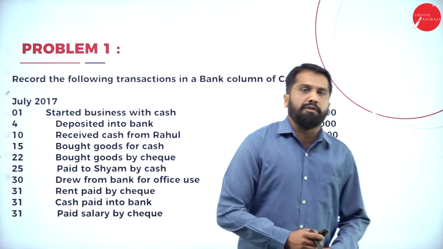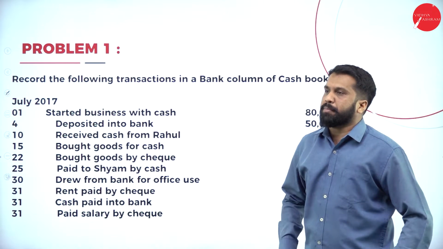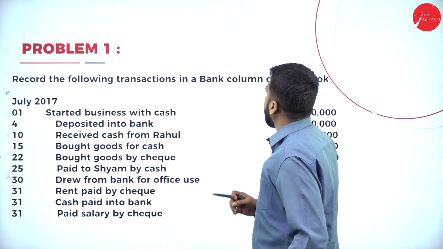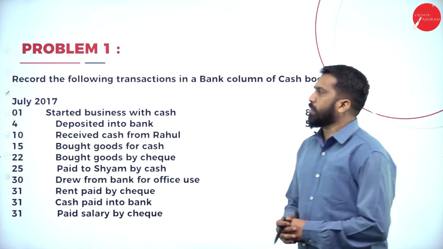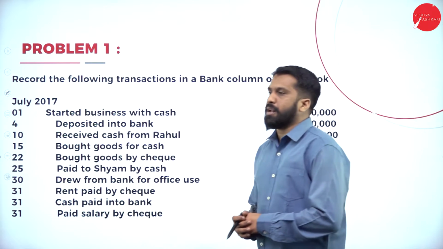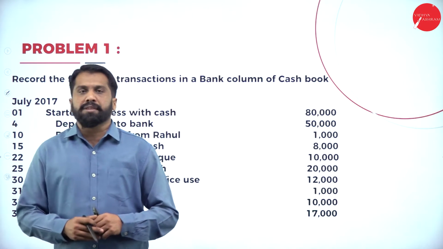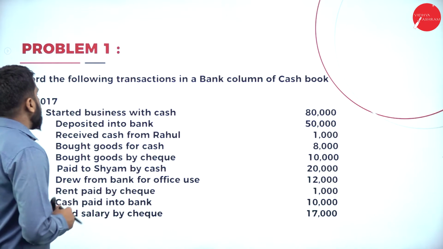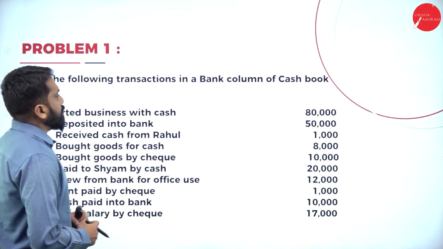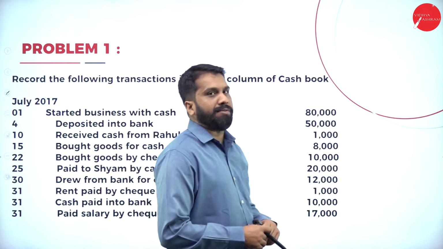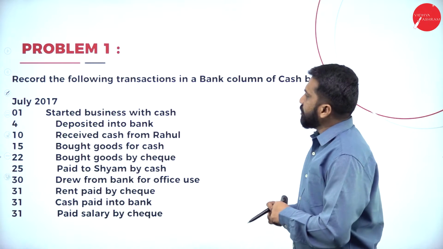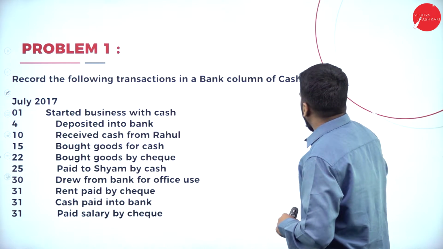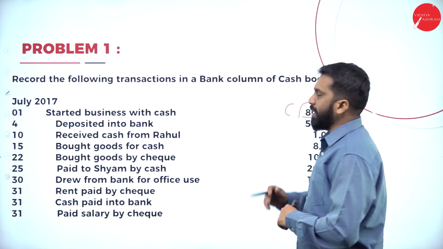Now, we'll go for problem number 1. You will understand better how to do this. Record the following transactions in the bank column of the cash book, July 2017. Whatever transaction we are doing today is for 2017 records. As per this, started business with cash rupees 80,000. Business started with cash rupees 80,000. This is your opening cash balance.